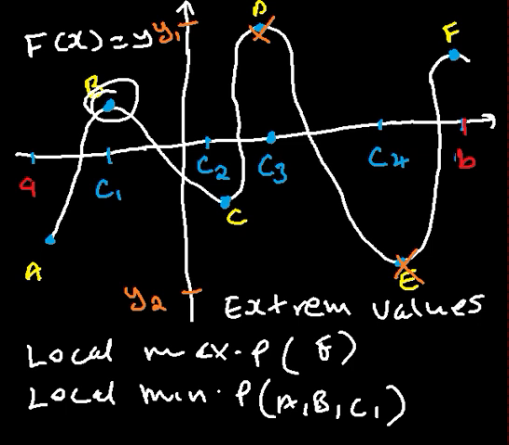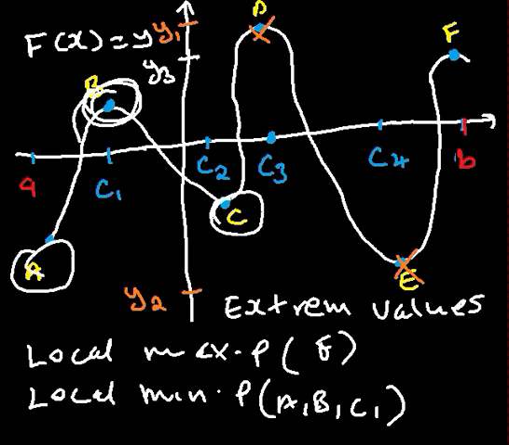And now the y value corresponding to the local maximum point is known as the local maximum value. So in this case, this y value here is known as the local maximum value, and the y values corresponding to the other local minimum points are known as local minimum values. So we should have that understood.